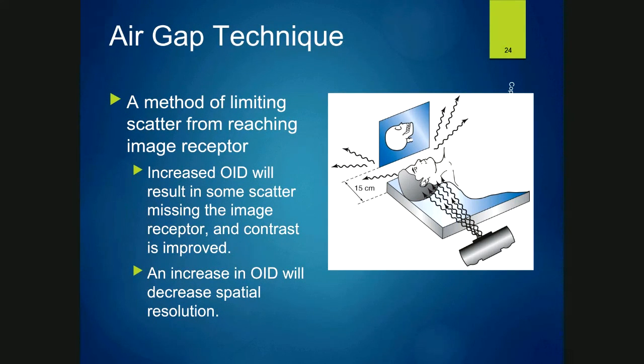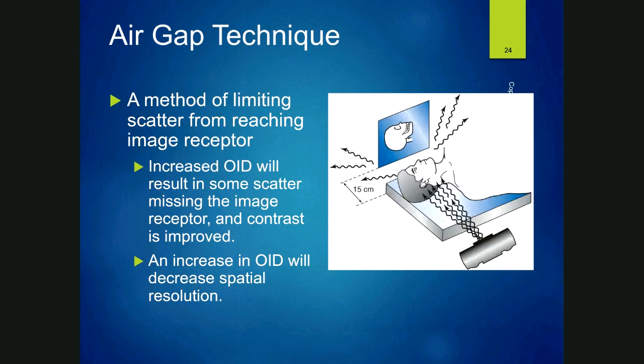But it is going to have a decrease in spatial resolution. However, it will offset the effects of the scatter radiation, because what it does is it gives space for the scatter to be deflected before it hits the image receptor. So you can see from the diagram here, the scatter happens, and then instead of going straight and getting to the image receptor, it has space to miss it altogether. It's not an ideal situation, but it works in a pinch.